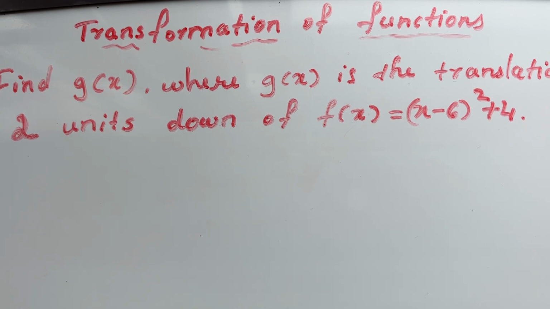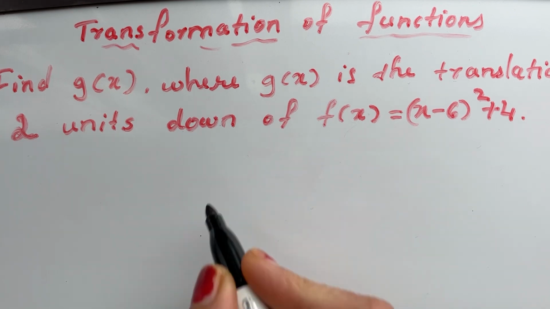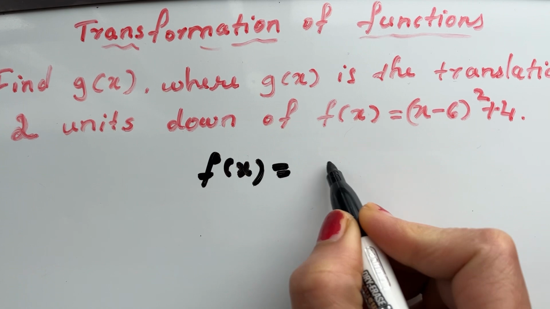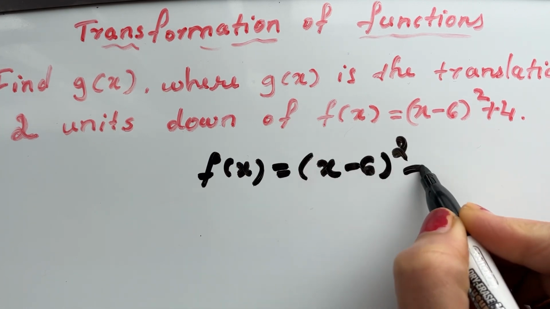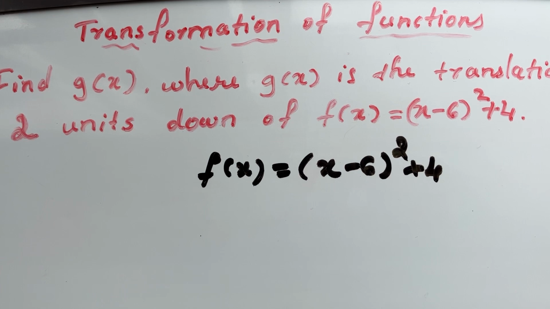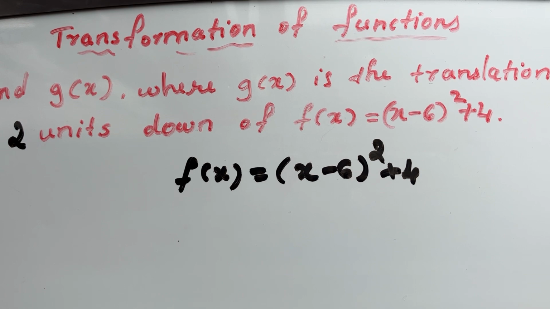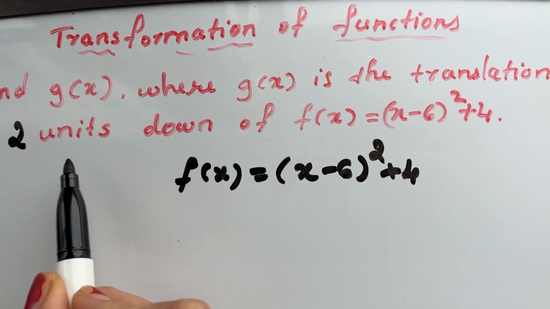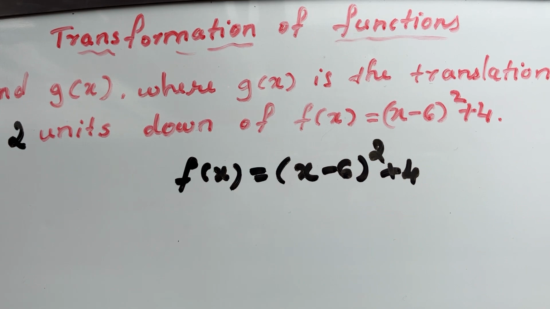Today we are learning transformation of functions. My first question is: find g of x, where g of x is the translation 2 units down of f of x is equal to (x minus 6) whole square plus 4. Here a function is given as f of x equals (x minus 6) whole square plus 4. You are asked to find the new function g of x, formed by translating f of x 2 units down.